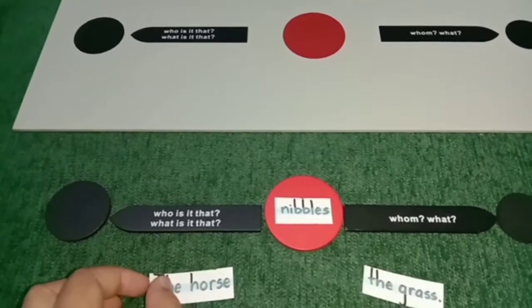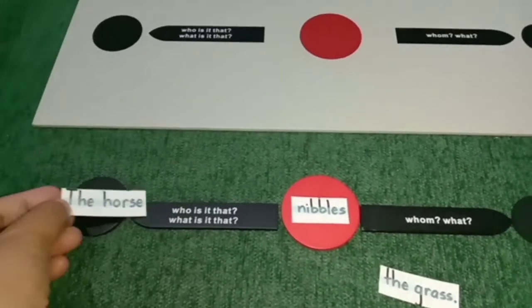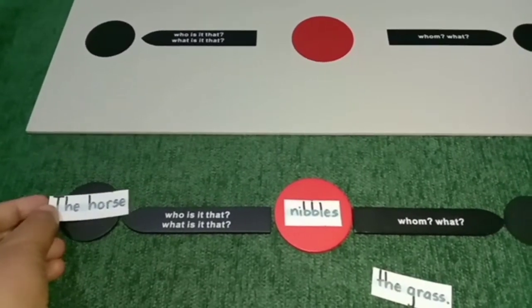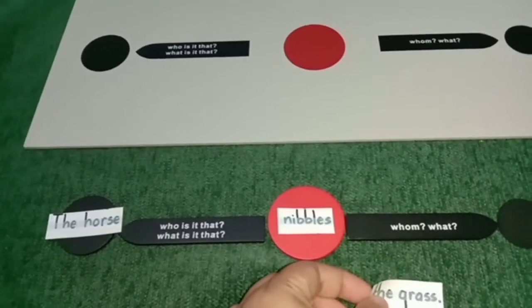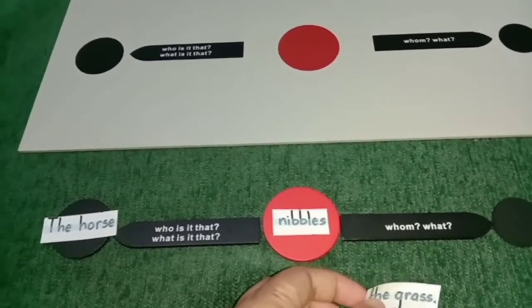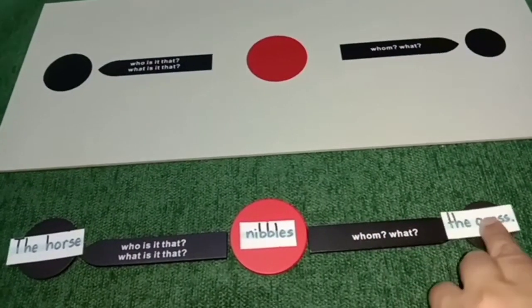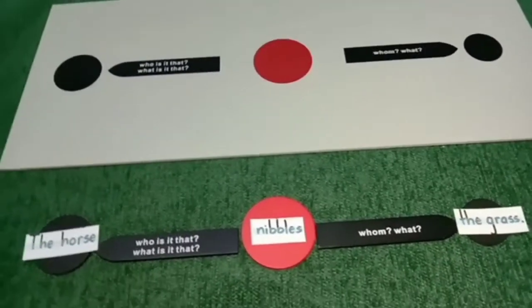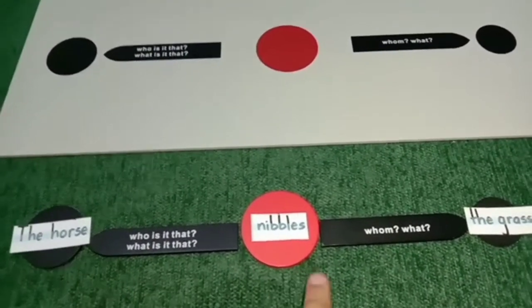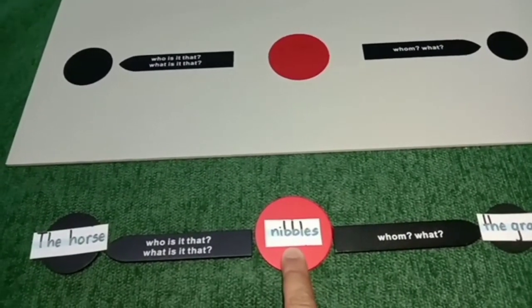And then what is it that nibbles? The horse. So I'm going to put right here. The horse nibbles what? The grass. And put right here. The horse nibbles the grass. Nibbles here is the action word.